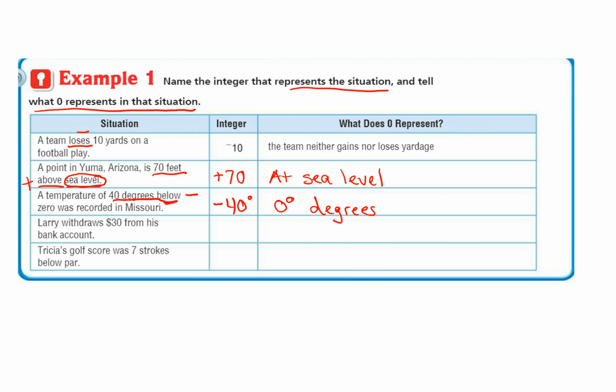Okay, Larry withdraws $30 from his bank account. Withdrawing means you're taking it out. Okay, withdraw is going to be a minus word, a word that shows you it's going to be a minus. He takes out, so subtracts, $30 from his bank account. What would 0 represent? 0 would represent having no money in his bank account.